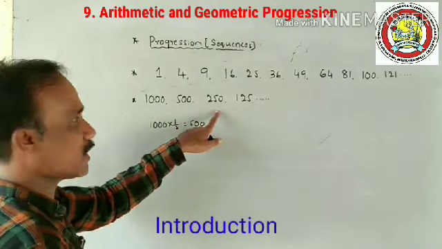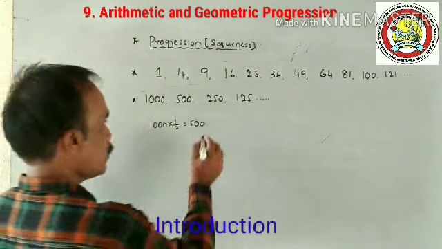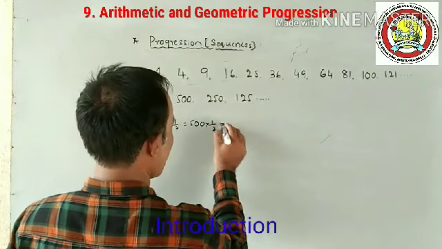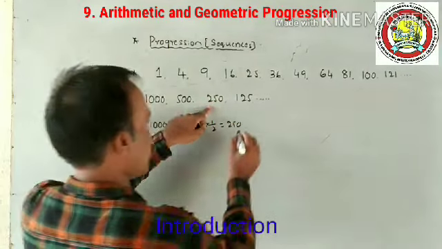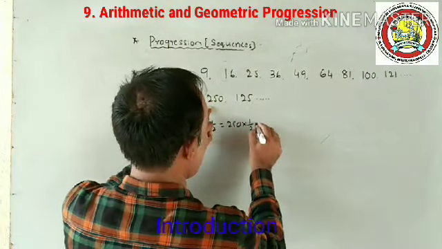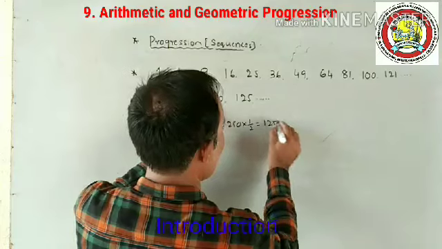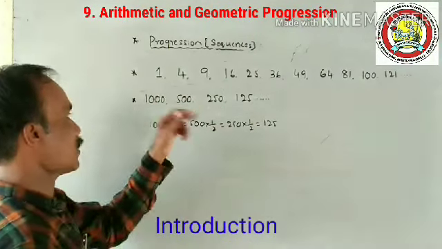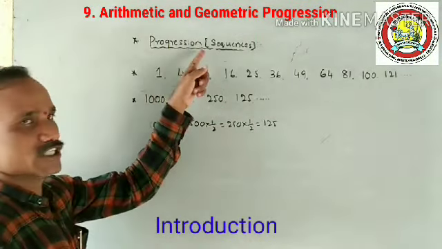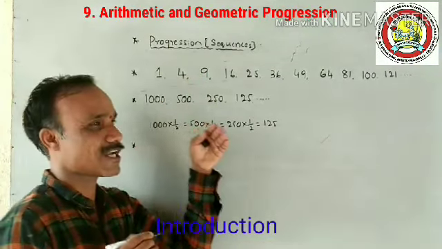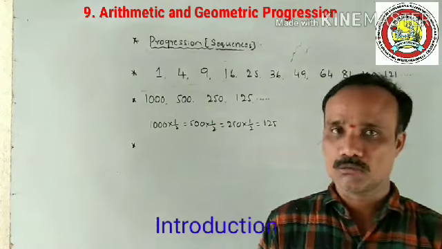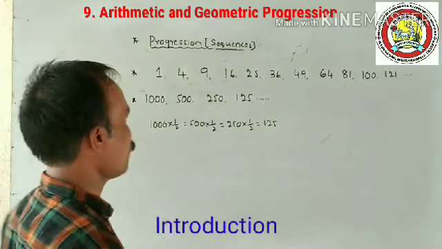So how will you get the succeeding term? What is the previous term? 500. Multiply by 1 by 2, that is 250. So how will you get the next term? What is the preceding term? 250. Again multiply by 1 by 2, that is 125. Similarly, one by one. So this is also an example of a sequence or progression. In this group also the numbers are arranged in a particular manner, according to a definite rule.